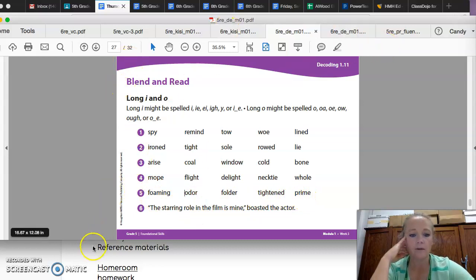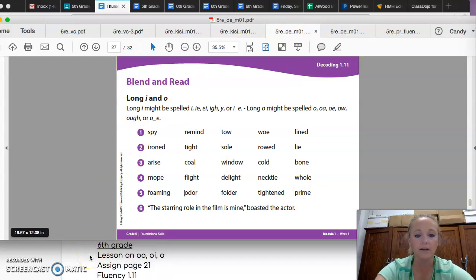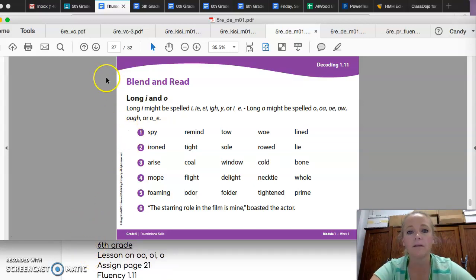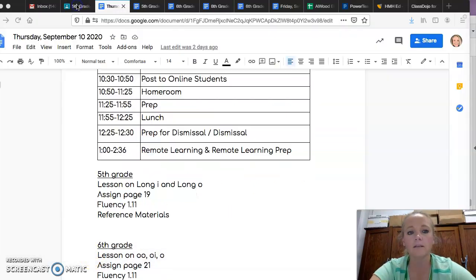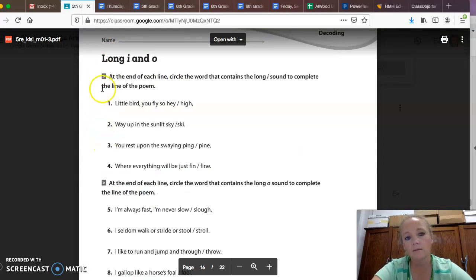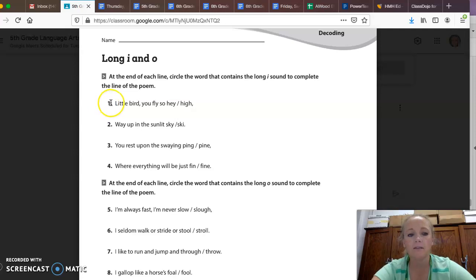The next thing that we talked about was, you do have an assignment, which is page 21. It looks like this. And the directions say, at the end of each line, circle the word that contains the long I sound to complete the line of the poem. Line 1 says, little bird, you fly so hey, or hi. Well, I know hi, IGH, is a long I sound, so I would circle hi. Do that for 2, 3, and 4.